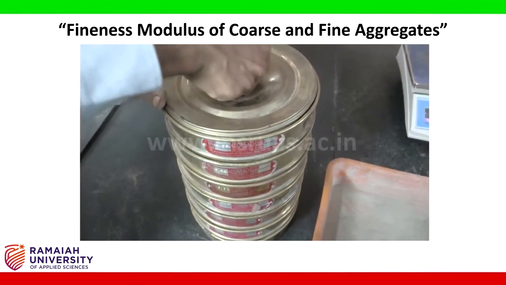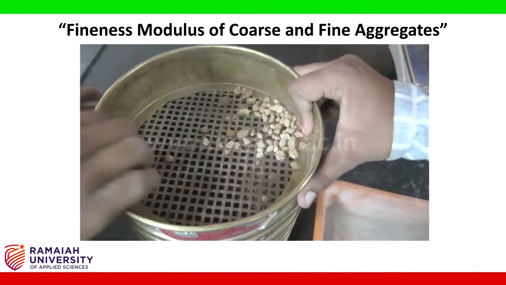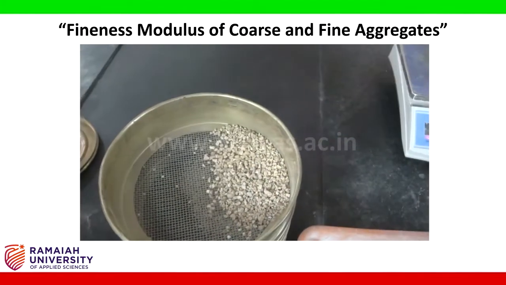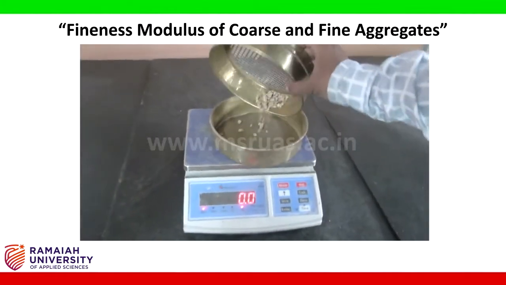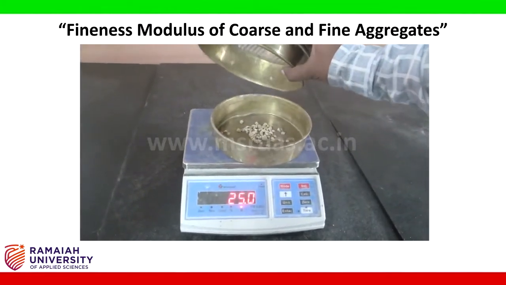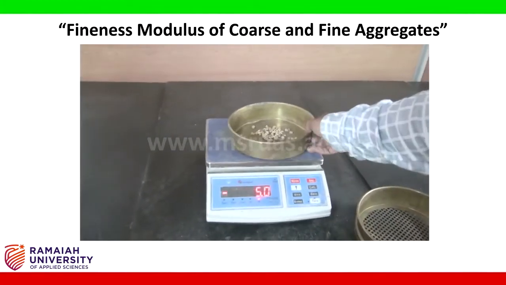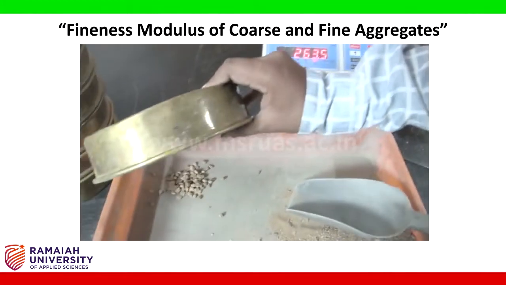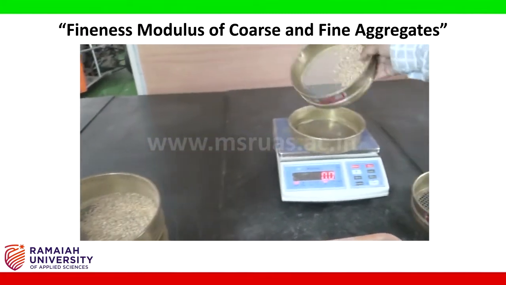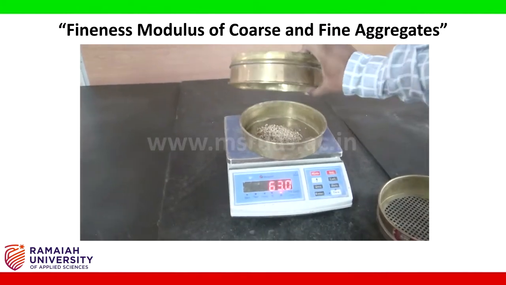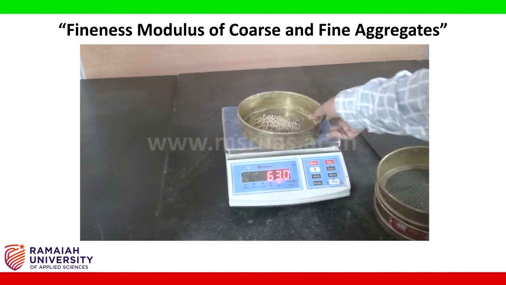After sieving for 10 minutes, I am going to open the lid. I am going to take the weight retained on each of the sieves. So there are a few particles left on this. I am going to measure the weight. Note down this particular weight. Next, 2.36 mm sieve. I will note down the weight.